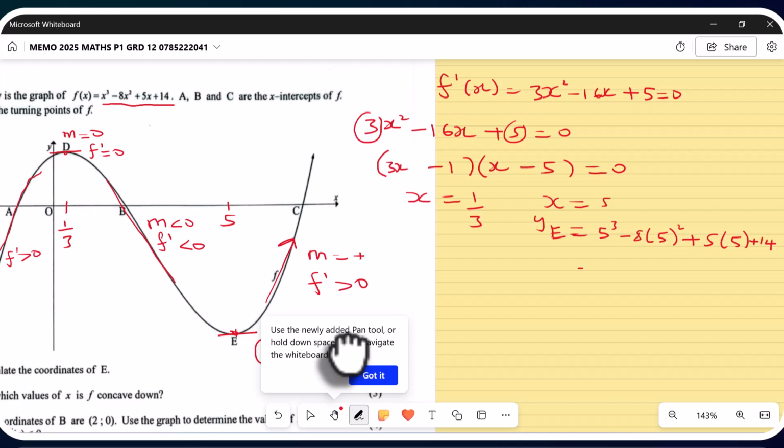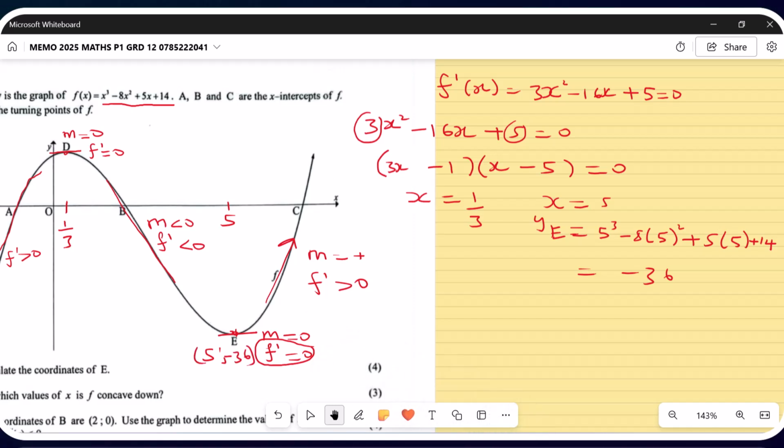So our coordinates for E are (5, -36). I hope we are together, guys. Let us proceed. Now they say here: for which values of x is the function concave down?